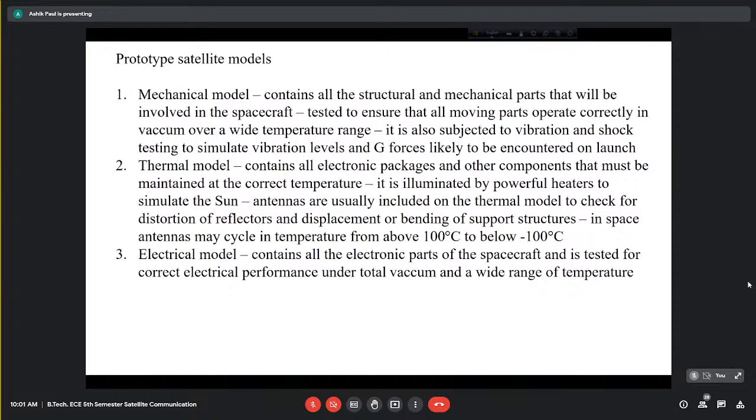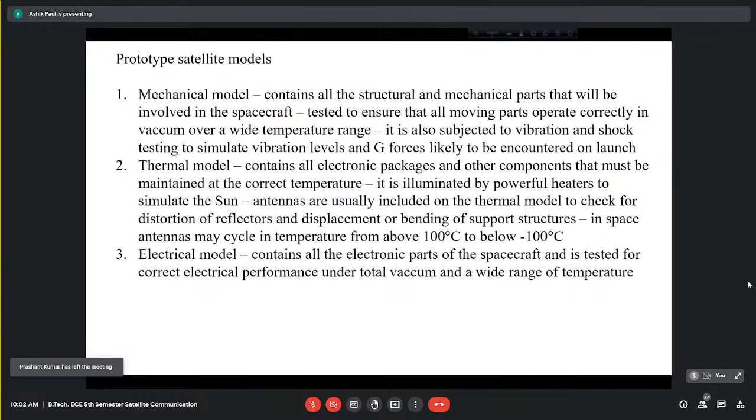So that is why this thermal model has to be once again simulated on the surface of the earth. Very often what is done is that very powerful heaters are used to simulate that amount of radiation from the sun. And the antennas are also included, not only the electronic components, in that model, because we have to check whether any kind of physical distortion of the reflectors or bending of the support structures is happening or not.